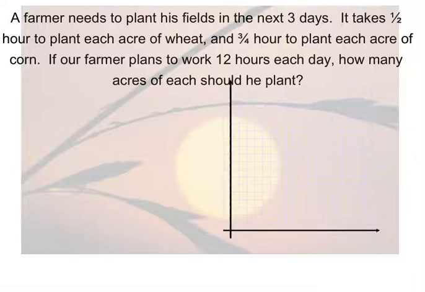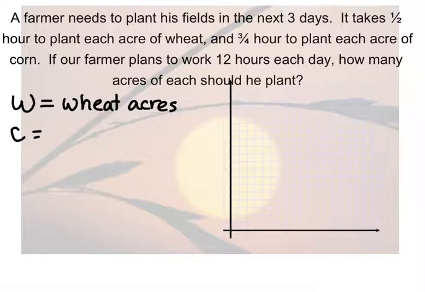We're talking about wheat and corn. And for the sake of doing something different, I'm going to say let W equal the acres of wheat, and let C be the acres of corn. It says a farmer needs to plant the fields in 3 days.